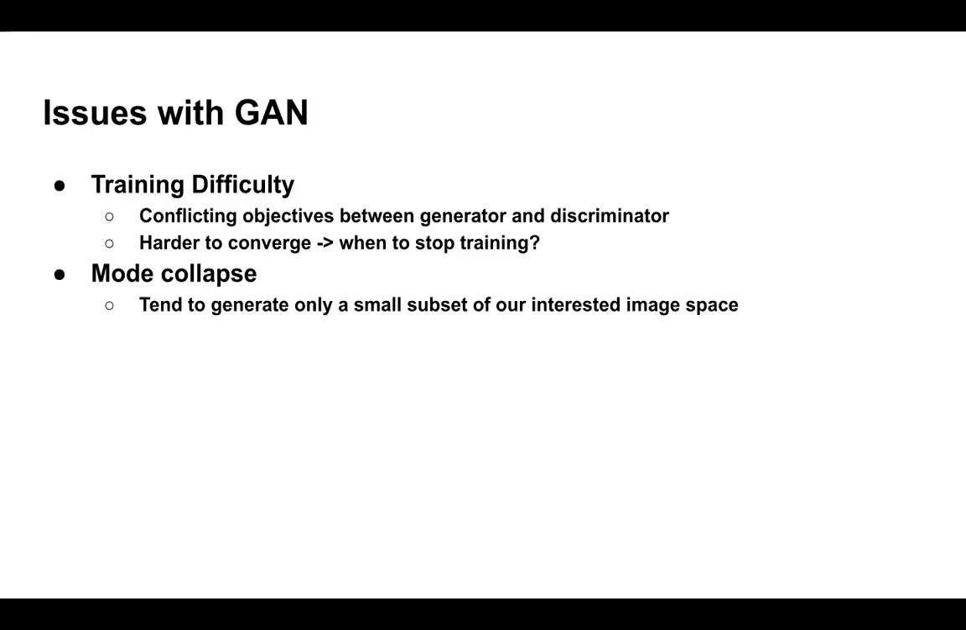The other thing is called mode collapse. What happens is that the generator will tend to generate only a very small subset of our interested image space.